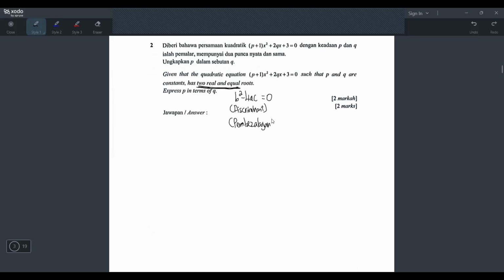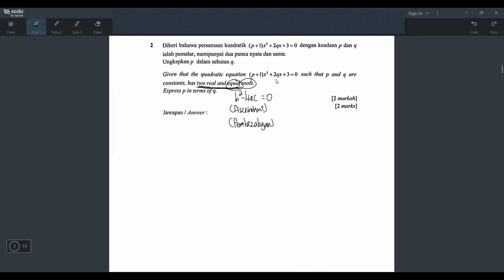So what does it mean by two real equal roots? It means this equation has only one x-intercept. Two real roots, roots means x-intercept. So if you have two equal roots, it means two x-intercepts that are the same, or you can say one x-intercept, right? Because they are equal, right? So if you have two equal x-intercepts, it means one root, it is the same thing.